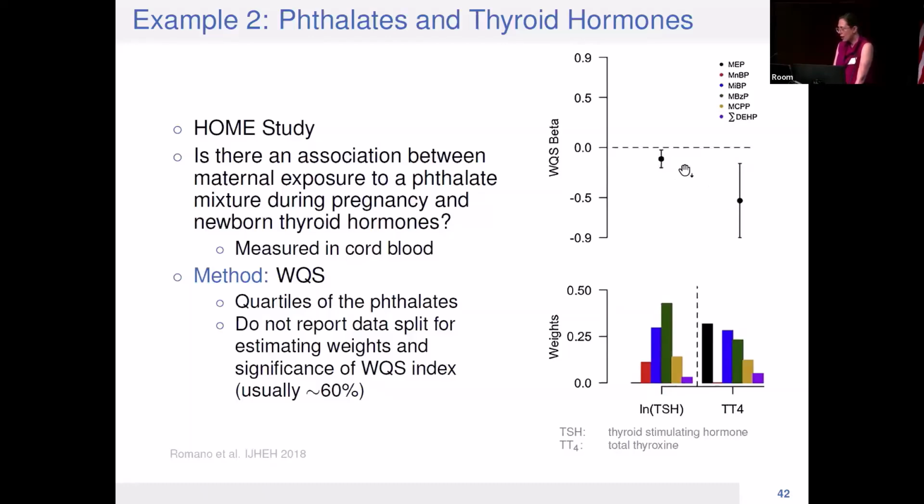These are the overall effects. They looked at two thyroid hormones, the log of TSH and TT4, and they found that this mixture resulted in decreases in both of these. That's the overall effect. These are not histograms, actually. These are the weights representing each of these chemicals by color. So the most important one for TSH was this green one, I'm sorry, I don't know my phthalates, MBZP was the most important one for this association, whereas for TT4, the blue and the black one seem to be the more important ones, MEP and MIBP. But you can see how we now can estimate overall effects with WQS.